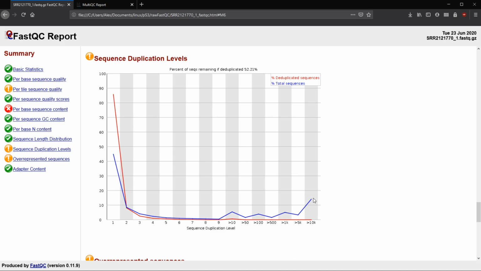So that could be something to pay attention to if you're getting these peaks for DNA sequencing, but for RNA, it's something to keep in mind, but kind of expected. Here, a warning is going to happen if a sequence is more than 0.1% of all sequences.